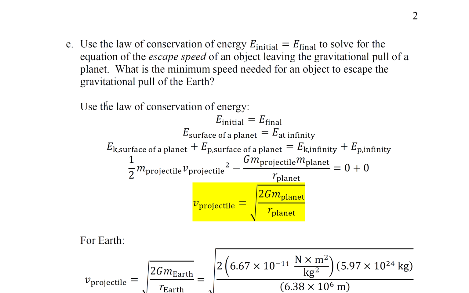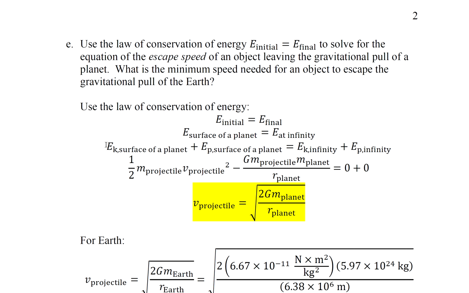Part E. Use the law of conservation of energy, E initial equals E final, to solve for the equation of the escape speed of an object leaving the gravitational pull of a planet. What is the minimum speed needed for an object to escape the gravitational pull of the Earth? So let's use the law of conservation of energy. E initial equals E final. So E initial, we're at the surface of a planet, and E final is the energy when we're at infinity.